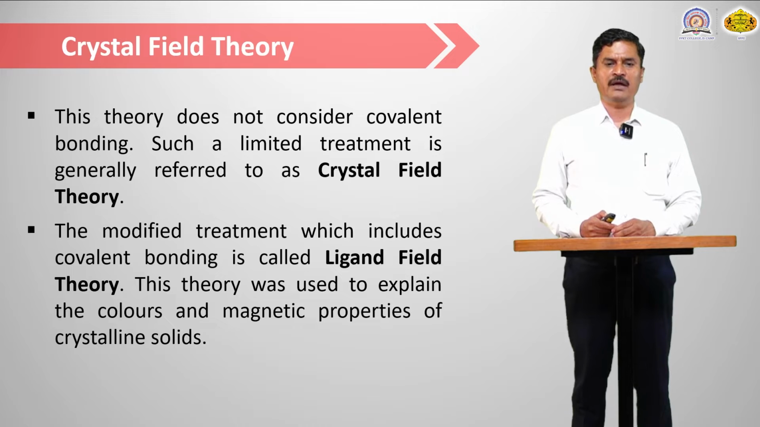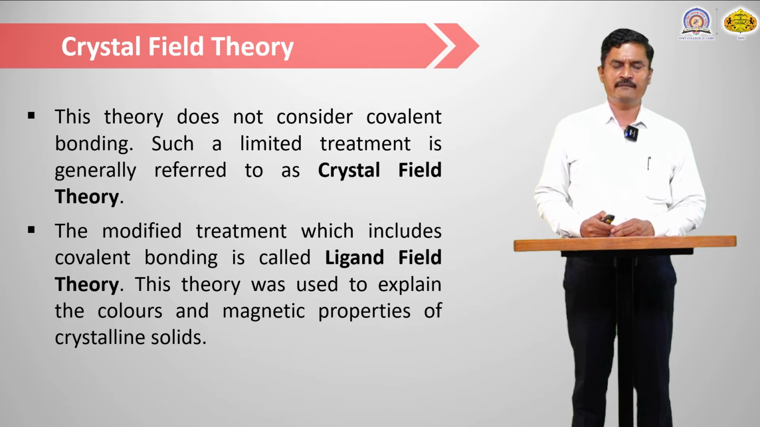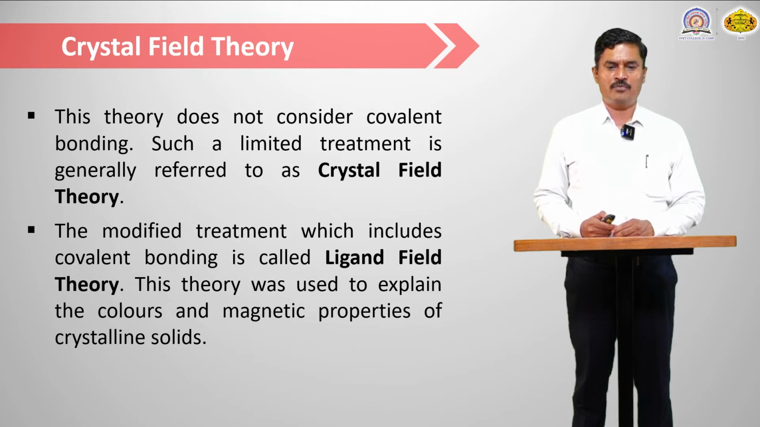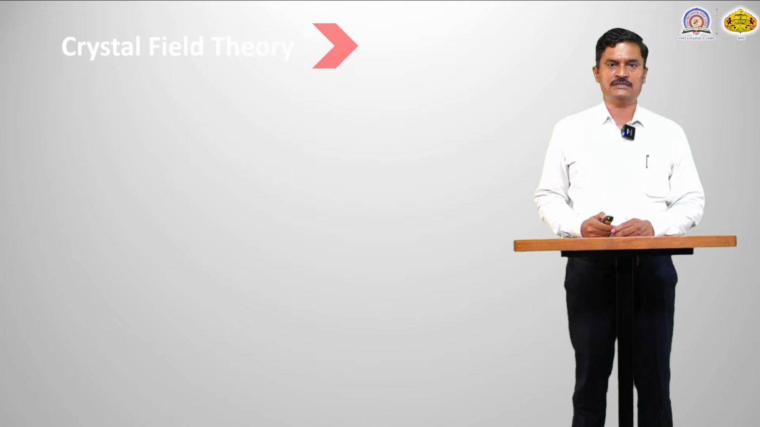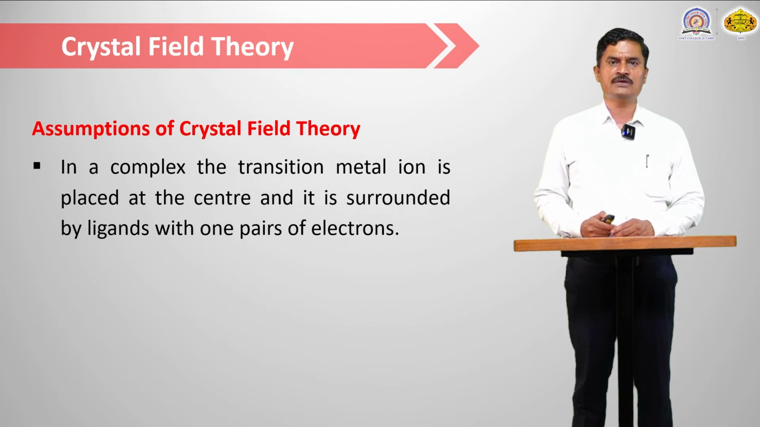Such a limiting treatment is generally referred to as crystal field theory. The modified treatment, which includes covalent bonding, is called ligand field theory. So the modified theory that explains the covalent nature is known as ligand field theory. This theory was used to explain the color and magnetic properties of crystalline solids. This is the most important application of crystal field theory, which explains the magnetic property of the complexes.